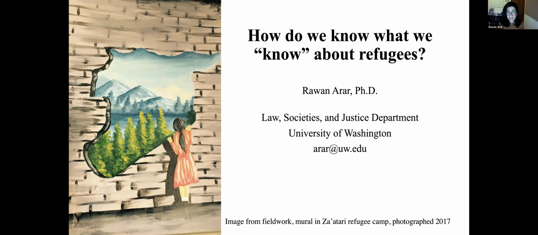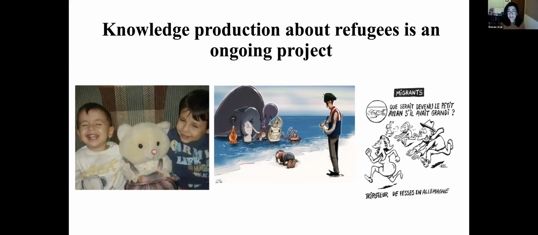And I'll just start off the bat by saying that I'm a qualitative researcher, and I do mostly in-depth interviews and ethnographic work. So that too informs what I'll be presenting today. And this here is an image of a mural in Zatari refugee camp in Jordan. So most of my ethnographic work has been in Jordan. So I'd like to start off with these 3 images and make the point that knowledge production about refugees is an ongoing and contemporary project.